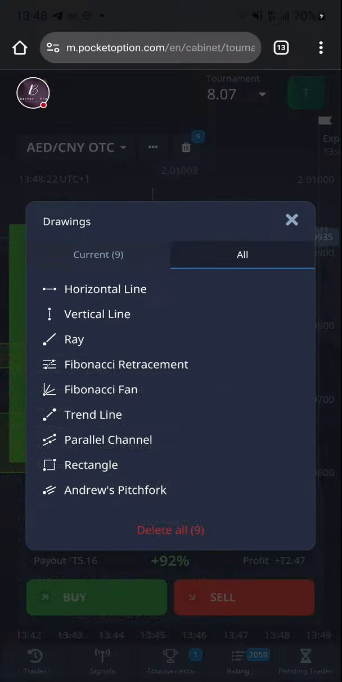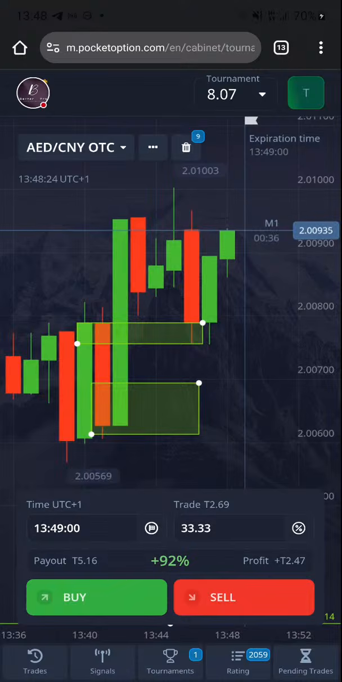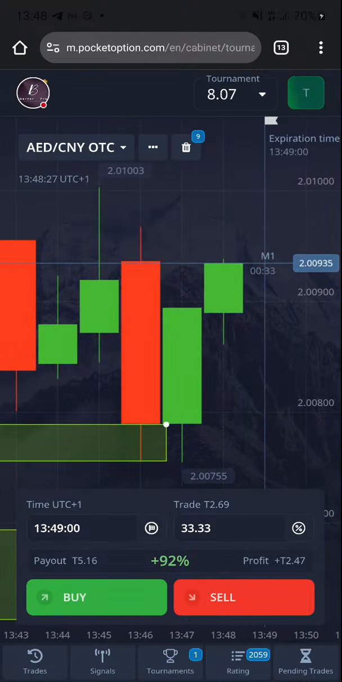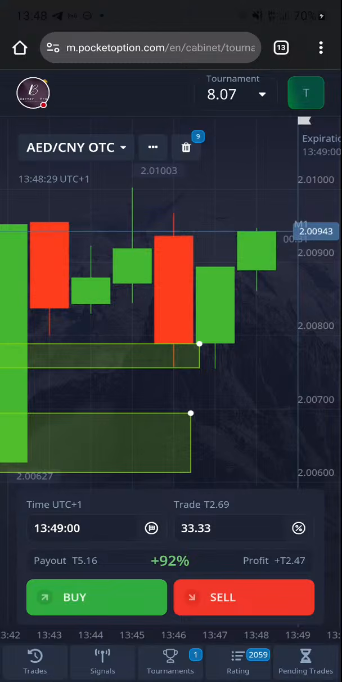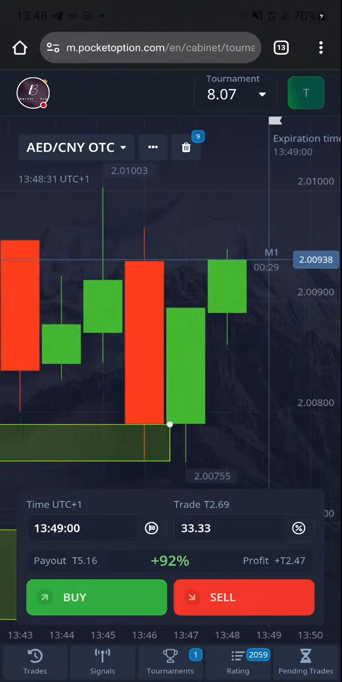Yeah, we are trading based on candlestick psychology. We are not using any indicator or whatever. We are simply reading the candlesticks and trading based on it. So it's called candlestick psychology.